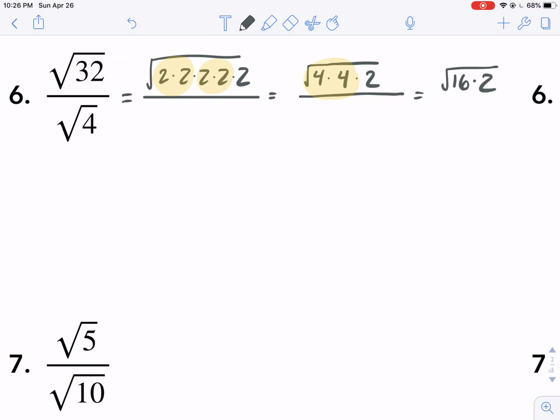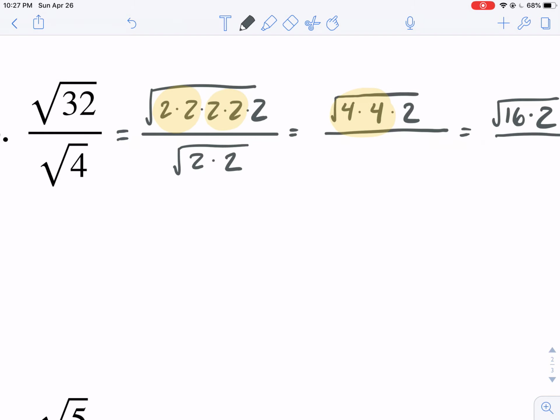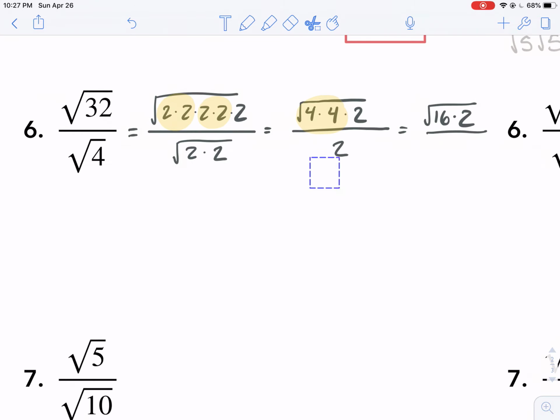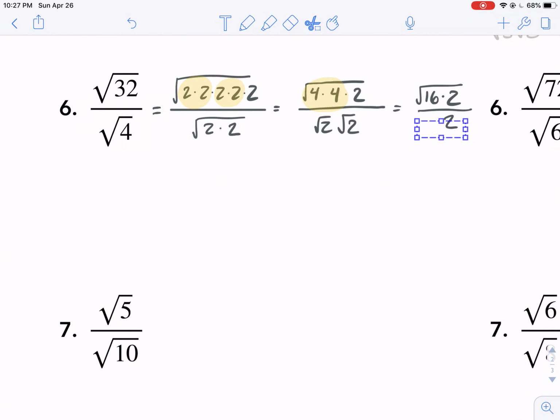So I'm going to leave that there, and I'm going to go back for the denominator. Let's simplify the denominator. The square root of 4 is the same thing as the square root of 2 times 2. Or, hey, the square root of 4 is 2. But just to show you one more step, that's the same thing as the square root of 2 times the square root of 2, and those are 2, because a square root times itself is 2. Super.